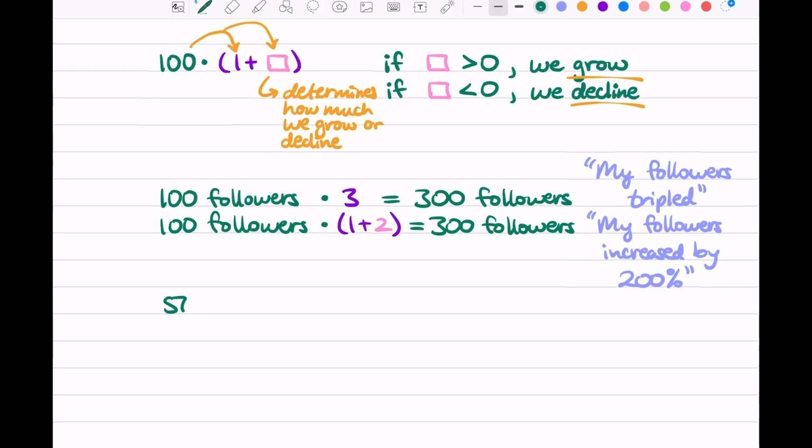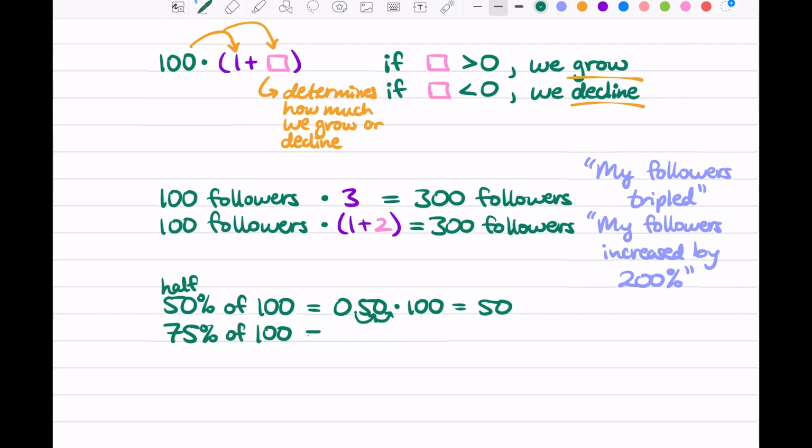Let's say you wanted to find 50% of 100. You would turn 50% into a decimal and multiply that by 100. Multiplying any decimal by 100 moves the decimal point 2 spots, and we get 50. So 50%, or half, of 100 is 50. Fair enough. What about 75% of 100? 75% becomes 0.75, and multiplying it by 100 moves the decimal 2 spots and gives us 75.